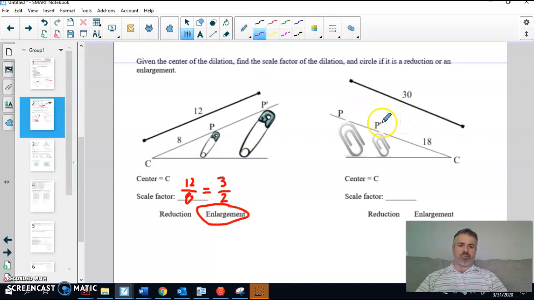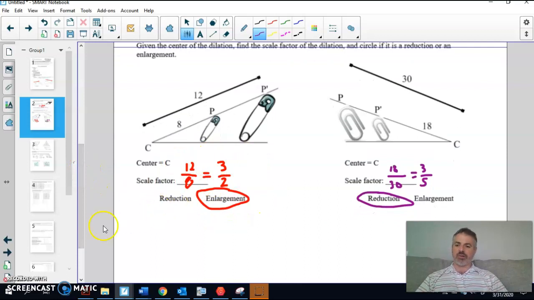Over here, I see the P prime is here, which means this is the image and this is the pre-image. The center is at C again, that's where the rock is hitting the water. My image measurement is the 18, and the image measurement goes on top of the pre-image measurement, which in this case is 30. Now I can take a 6 out of both of those, so that goes down to 3 to 5. That's less than 1, and anytime it's less than 1, it's going to be a reduction. Those are the examples of the two dilations we're going to look at.